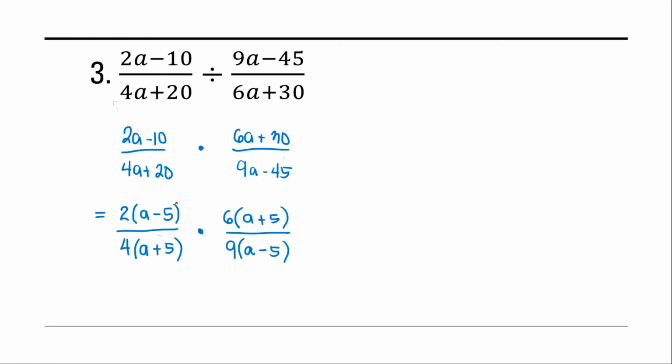Let's now cancel out the common terms. So we have a minus 5 and a plus 5. So we now have 2 times 6 over 4 times 9. And that is 12 over 36. And the lowest term is 1/3.